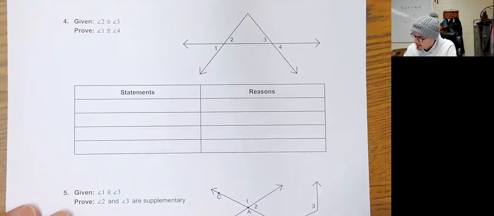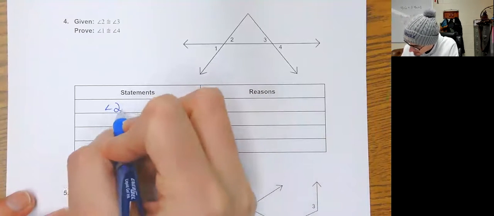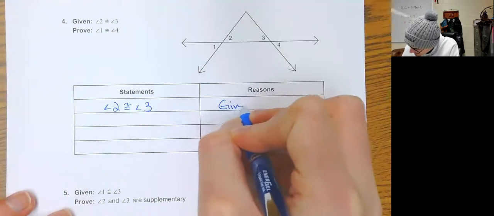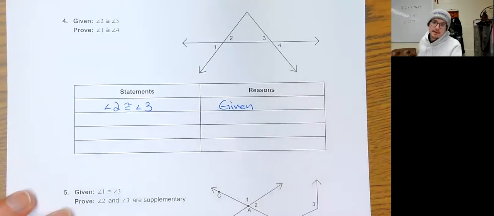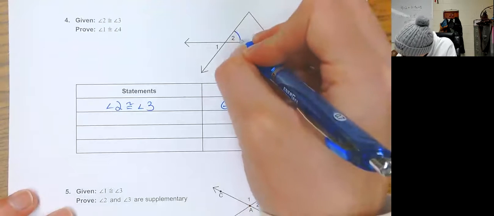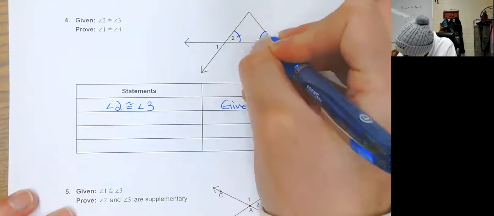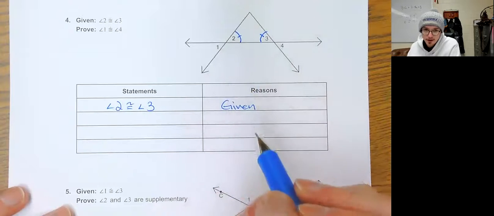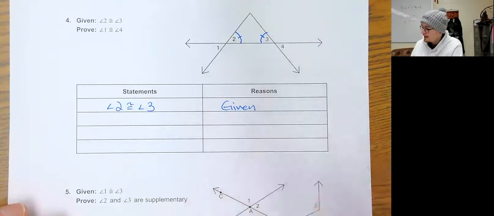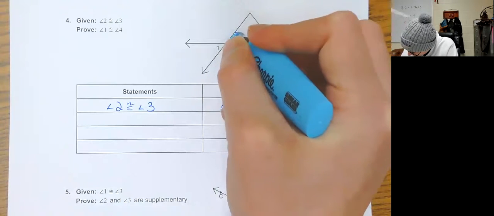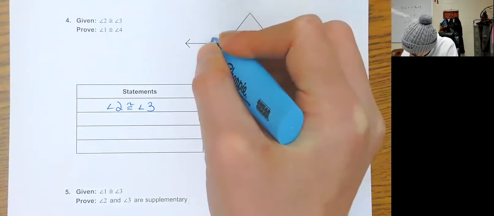So, angle 2 is congruent to angle 3, given. All right, that stuff is given. Okay, so I am given that this is congruent to that. I want to prove that angle 1 is congruent to angle 4. Now, looking at these angles, what is special about this angle and this angle?